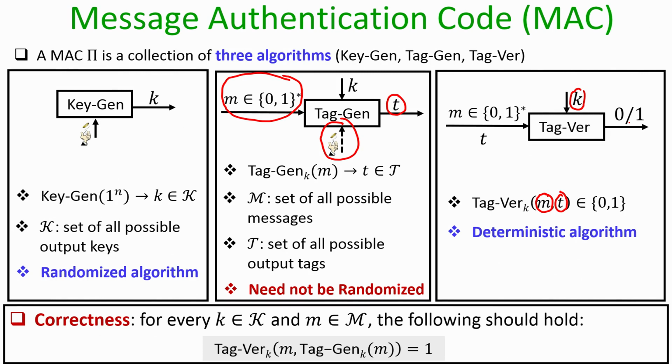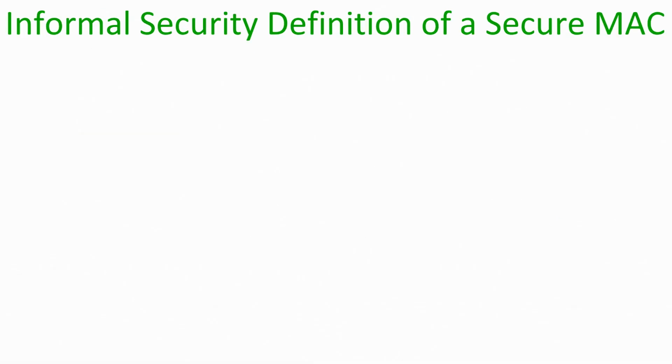The correctness requirement from any message authentication code is as follows. We require that for every key which is obtained by running the key generation algorithm and any message which has been authenticated using the tag generation algorithm, the output of the tag verification algorithm on the message and the corresponding tag, where the same key has been used for the tag generation and for the tag verification, should always be successful. This is analogous to the correctness requirement of the decryption process in any encryption scheme. So, the correctness requirement here is straightforward.